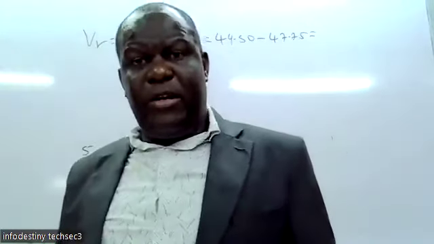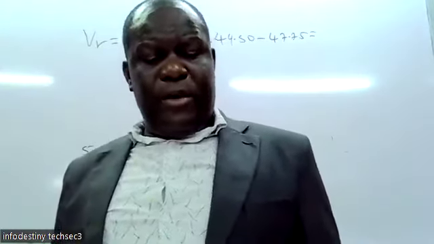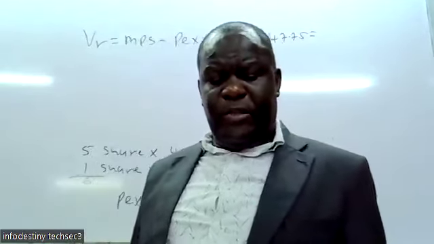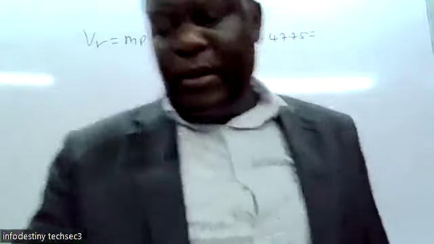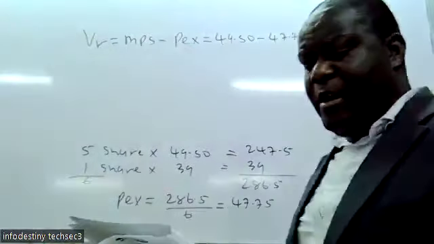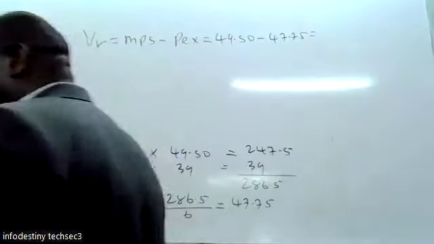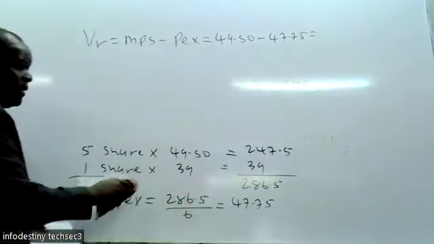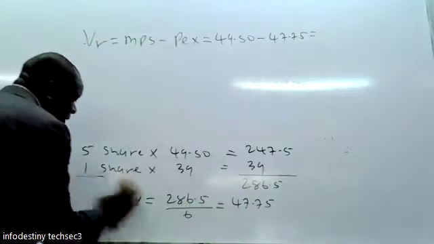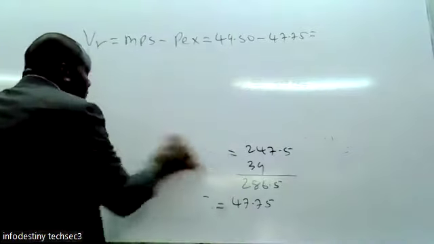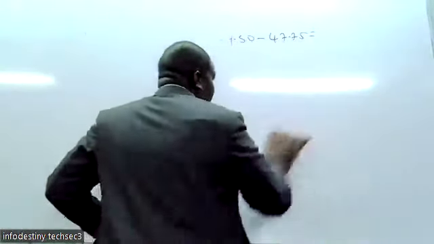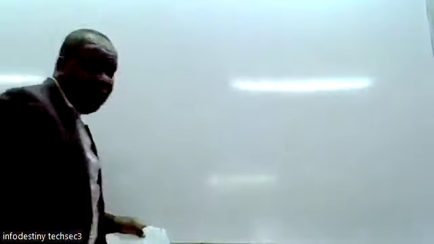So now required, Roman letter 1, the theoretical ex-right price. Roman letter 2, the value per share after the right issue. So for Roman letter 1, we use this shorter formula that we have, because the question had given you the number of the rights.